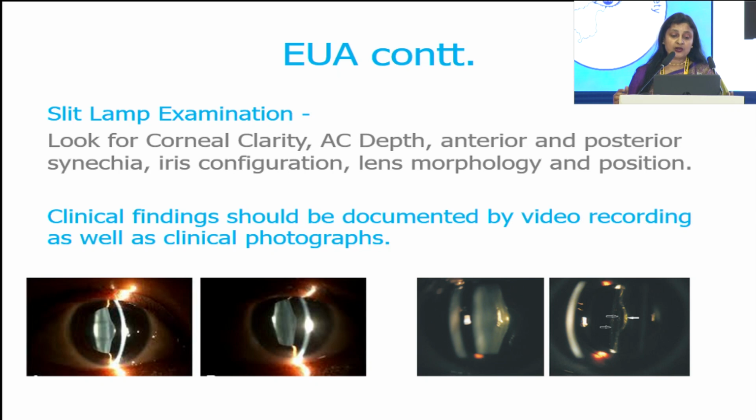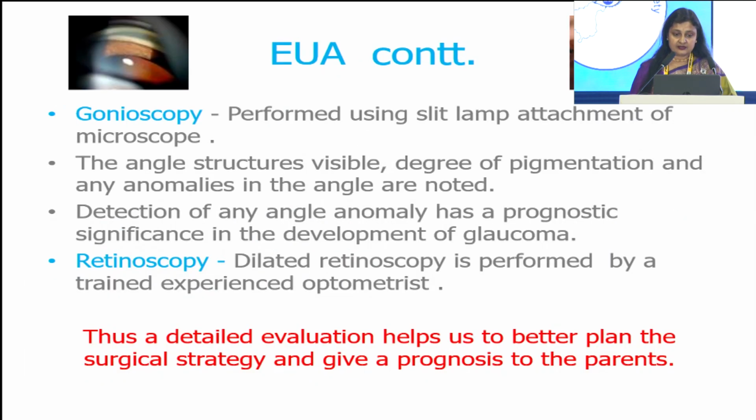One of the most important things is that you should document everything by video recording or clinical photographs. Gonioscopy is performed using a slit lamp attachment of a microscope. Angle structures visible, the degree of pigmentation, and any angle anomalies are noted. Detection of any angle anomaly has a prognostic significance in the development of glaucoma. In the end, the dilated retinoscopy is performed by a trained, experienced optometrist. Thus, a detailed evaluation helps us to better plan the surgical strategies and give the prognosis to the parents.